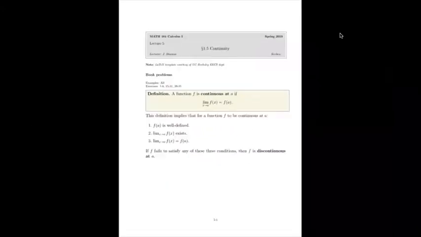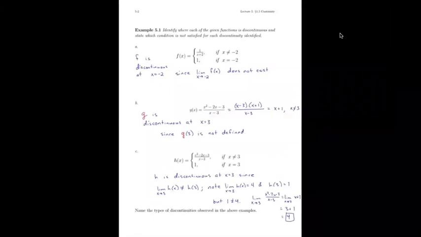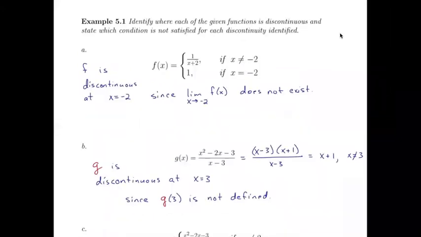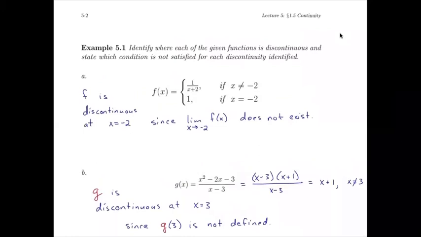So let's have a look at a few examples dealing with discontinuity versus continuity. The example asks us to identify where each of the given functions is discontinuous and state which condition is not satisfied for each discontinuity. We're going to spot where the function is not continuous, and say why, what failed in that situation.